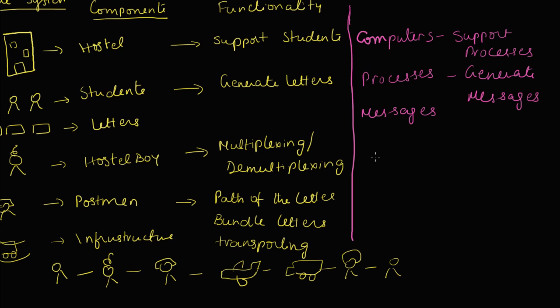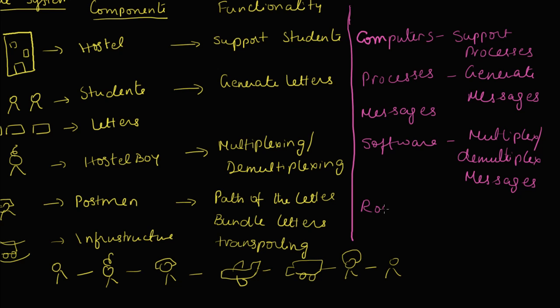messages. The hostel boy is basically implemented as software whose job is to multiplex and demultiplex the messages, and the postman translates to routers whose job is to determine the path taken by the messages. This bundling of letters is another functionality which again is implemented in software. So this translates to hop-to-hop transfer.